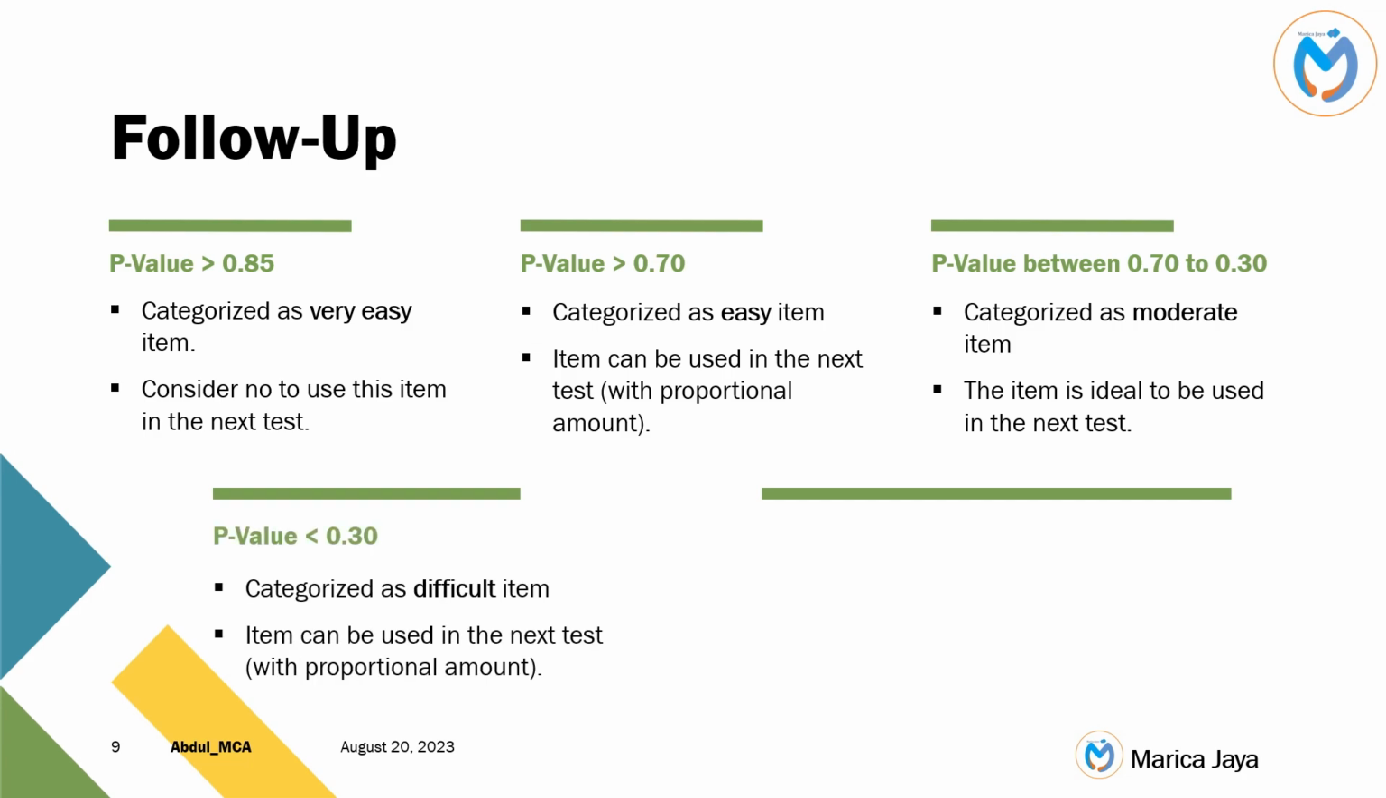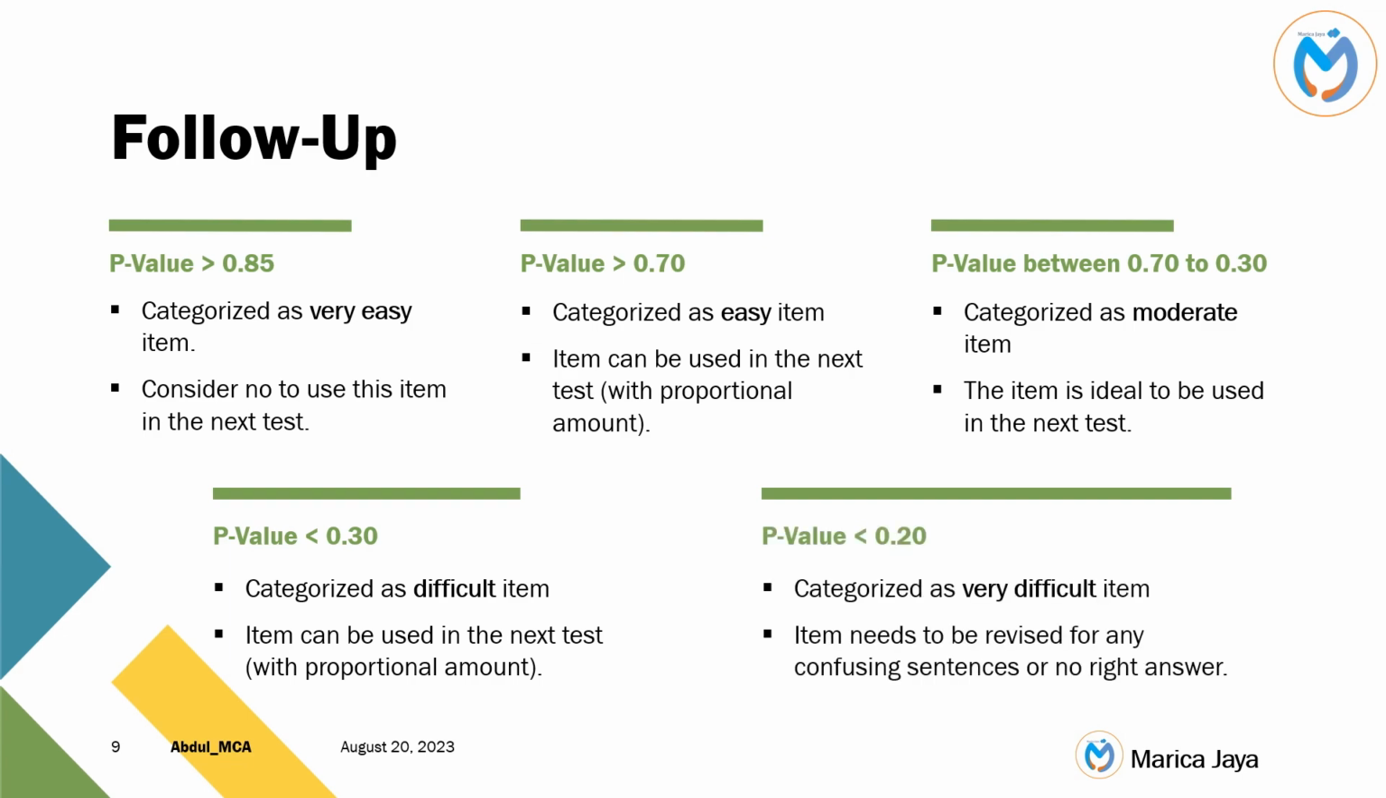Items with a p-value below 0.30 are categorized as difficult items, so we can use the items again in the next test, but again with a proportional amount. Items with a p-value less than 0.20 are categorized as very difficult items, so we need to consider whether to reuse these items in the next test, or we should revise the items for any confusing sentences or no right answers.